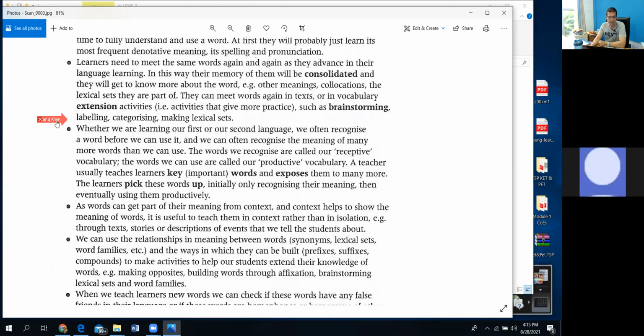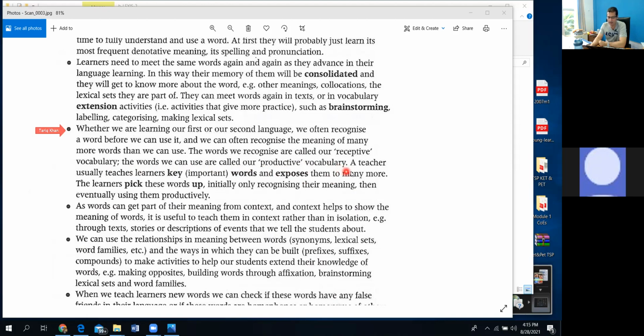Right. Next one is, whether we are learning our first or second language, we often recognize a word before we can use it, and we can often recognize the meaning of many more words than we can use. The words we recognize are called our receptive vocabulary. Underline that, receptive vocabulary. The words we can use are called our productive vocabulary. Underline these two things. What is receptive vocabulary? What is productive vocabulary? I'm coming to it.